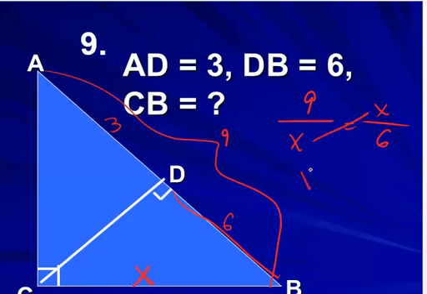Cross multiplying, X times X is X squared. 9 times 6 is 54. To get rid of the squared, we do the square root of both sides. Again, I want to try to use perfect squares, so I know that 54 is 9 and 6.